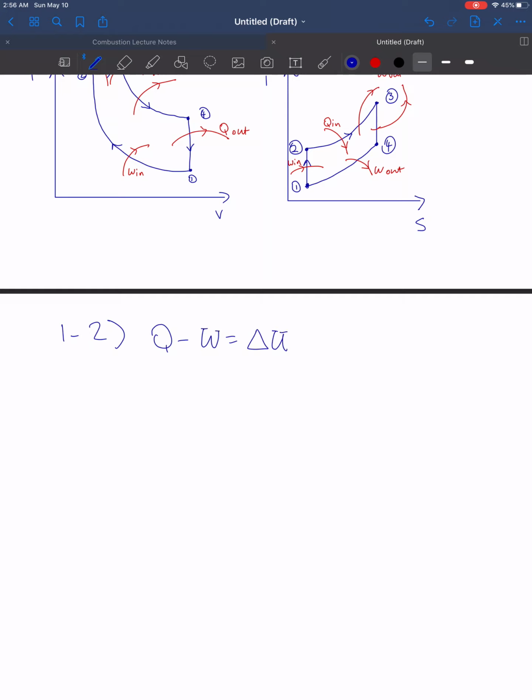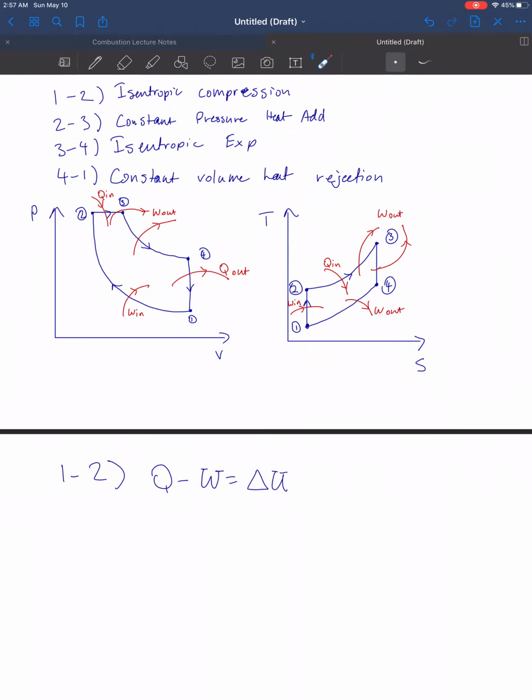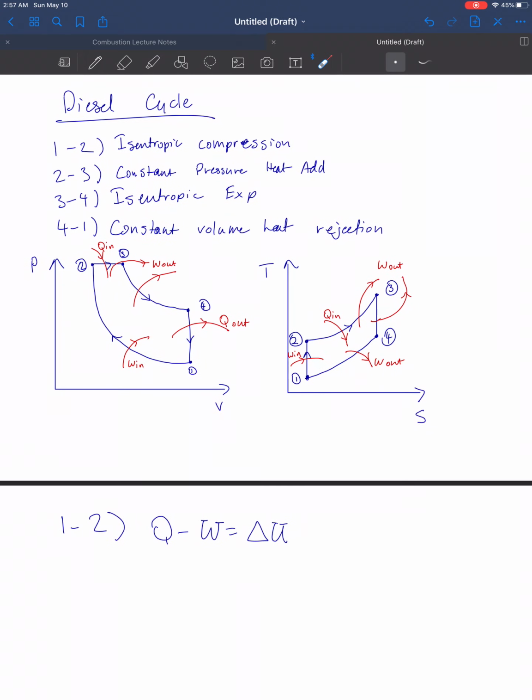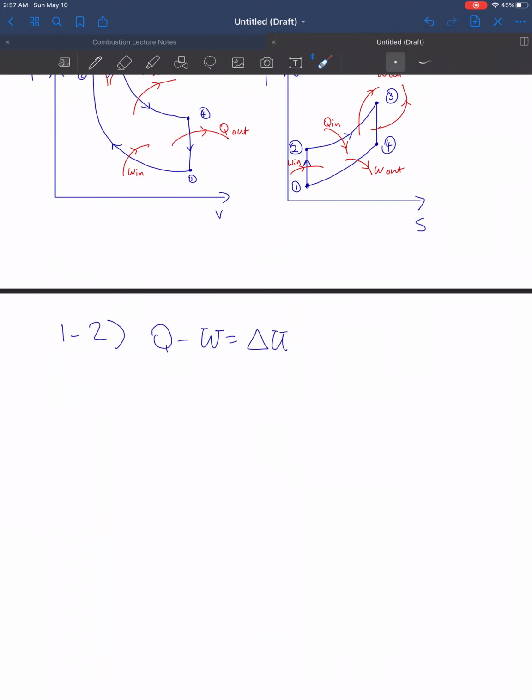Let me say that in terms of this whole situation. Now we have Q minus W equals delta U. This Q stands for heat, this W stands for work, and this delta U stands for the change in internal energy. And I want to emphasize that this is Q net, W net, and that's going to be the net change in internal energy. So from state 1 to state 2, we have our isentropic compression, right? Now, what's that going to look like? We have work going in, right?